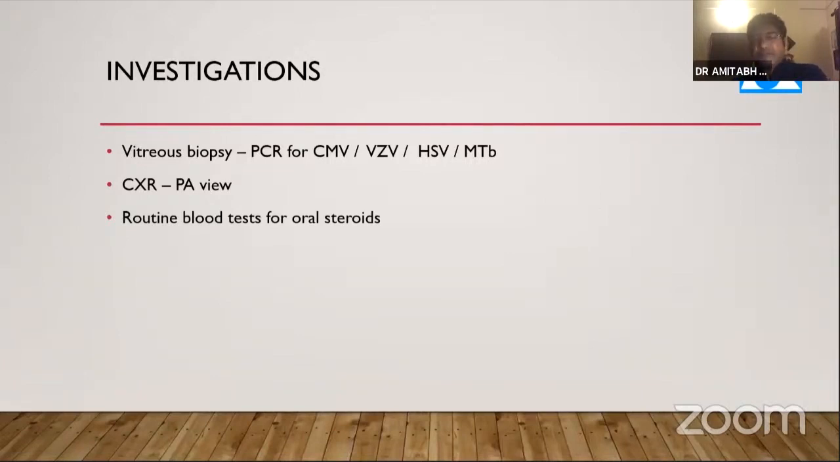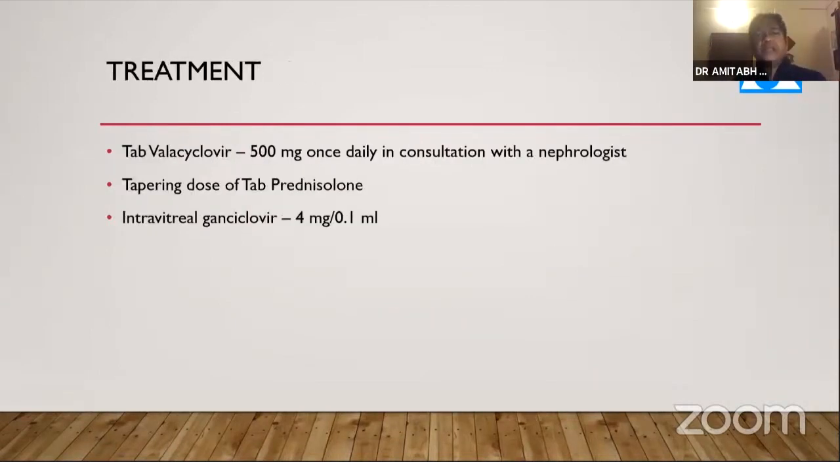The patient was also referred for various other blood tests. And to our surprise, he tested positive for HSV2, whereas he was negative for Mycobacterium tuberculosis. So in consultation with a nephrologist, we started him on tablet valaciclovir 500 milligram once a day, and he was also put on a tapering dose of tablet prednisolone.